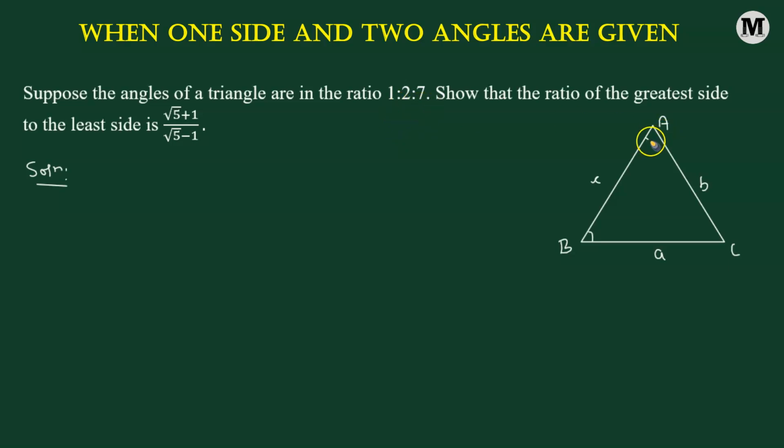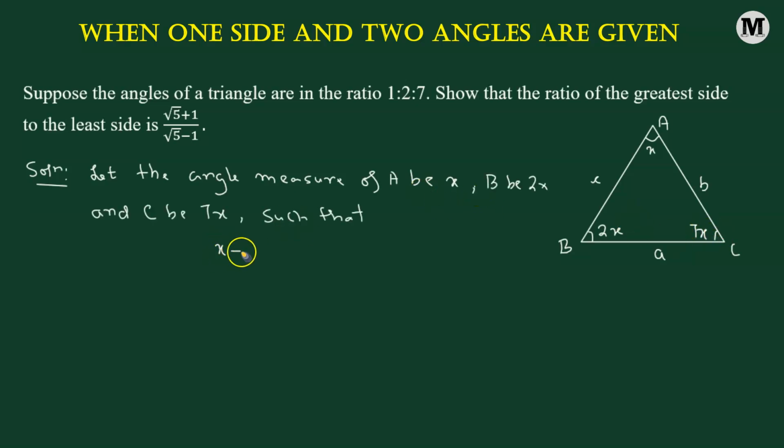So let us suppose that the angle measure of A is x. Then we can consider the angle measure of B to be 2x and the angle measure of C to be 7x, such that if we sum up, x added to 2x plus 7x is going to sum up to 180 degrees. Now x plus 2x plus 7x is simply 10x. So 10x equals 180 degrees, which means that x is going to be equal to 18 degrees.